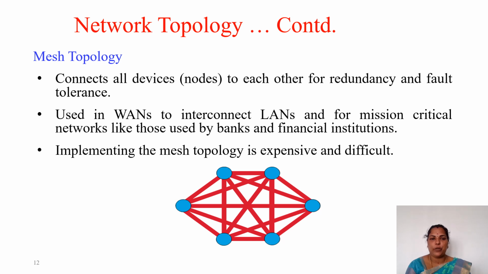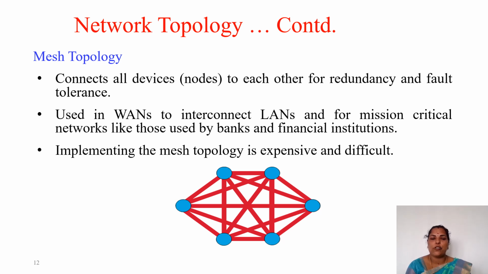Next is the mesh topology, mostly used. It connects all devices to each other for redundancy and fault tolerance. I already told you that in the star topology, if the central node fails, the communication fails. So in order to overcome that, in order to have this fault tolerance facility in the network structure, we have this mesh topology.